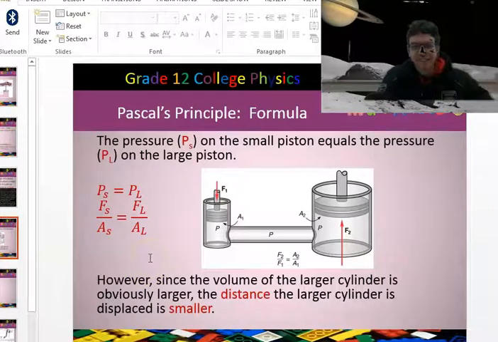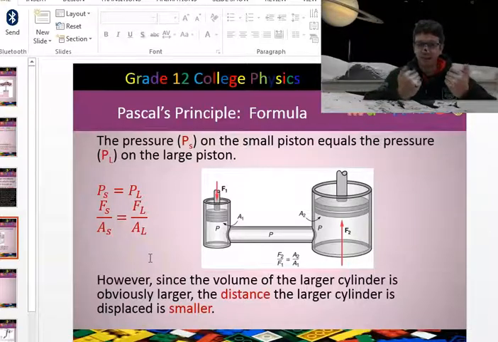And you did this in the lab. I had you analyze the distance that they each move. Okay, so if you get force, you pay with distance.